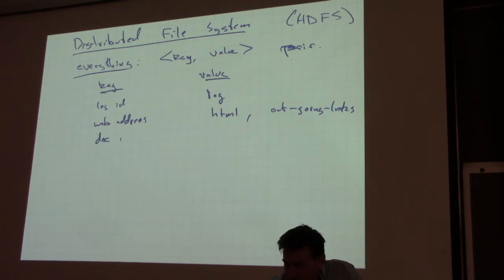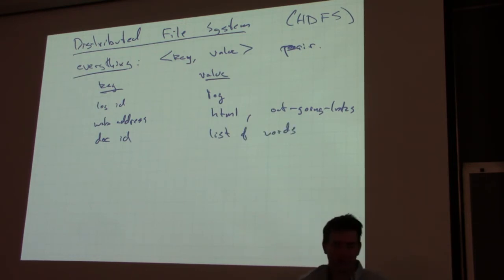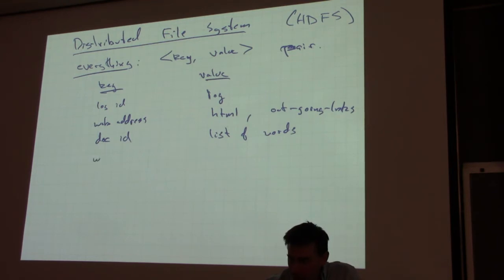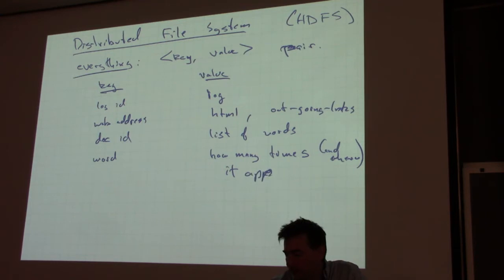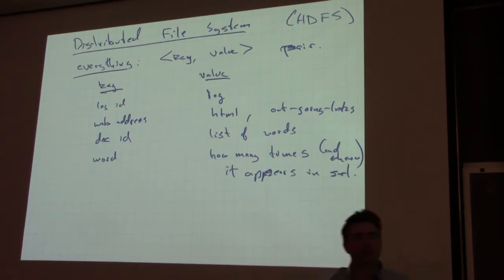You could store a document ID, like a page on Wikipedia, and then the value might just be the list of words which appear on that page, right? Or you can do something like a particular word, and then how many times, say, and where it appears in some data set, some corpus.